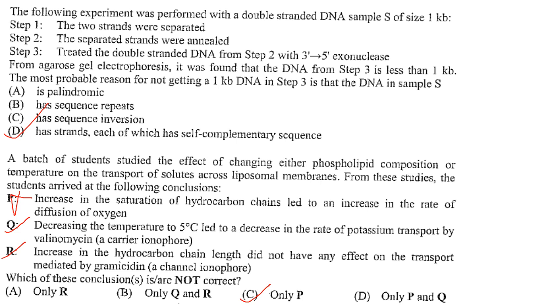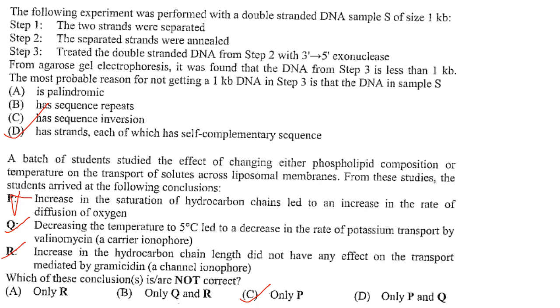across the liposomal membrane. So P is not correct, because saturated hydrocarbon chains are more rigid and tightly packed when compared to the unsaturated hydrocarbon chains. So when you increase the saturation, it will lead to less fluidity of the membrane and less permeability to small molecules such as oxygen. So increasing saturation will lead to a decrease in the rate of diffusion of oxygen. So P is incorrect. Then Q.